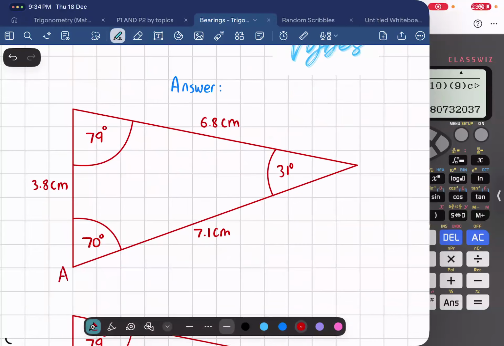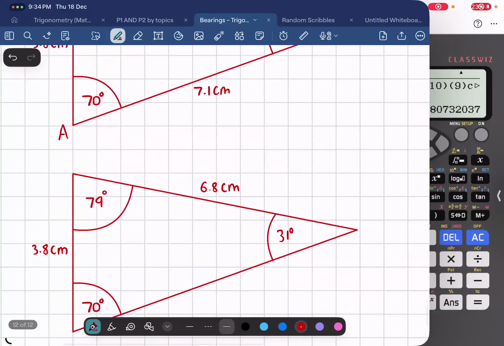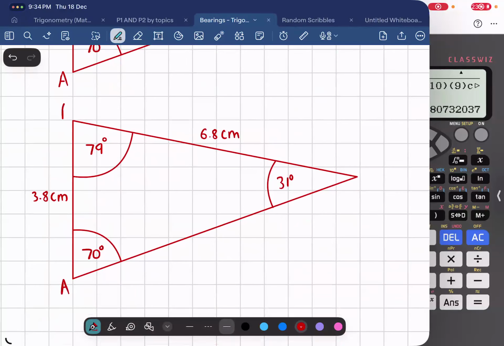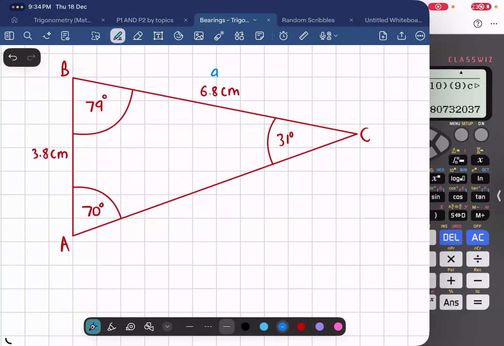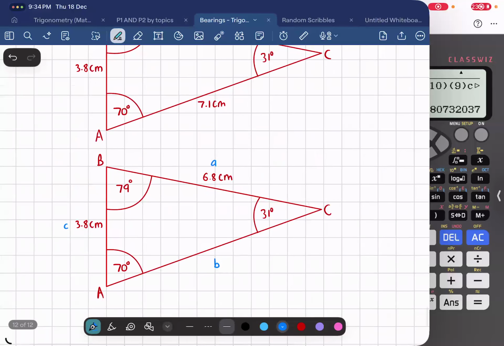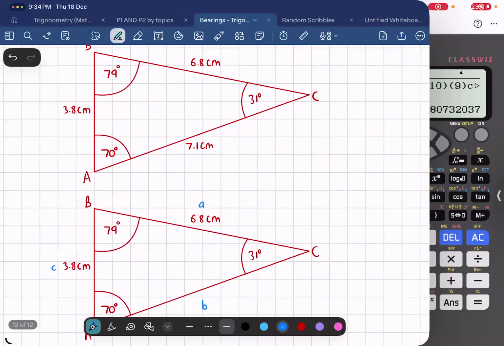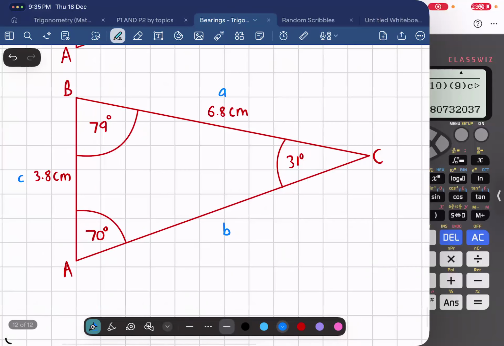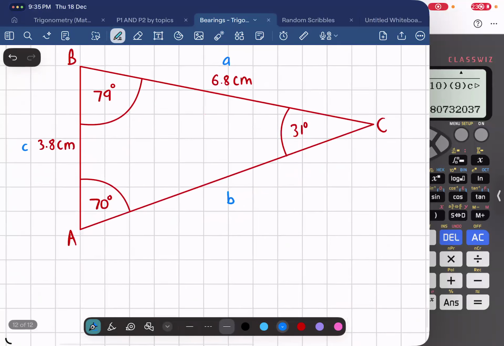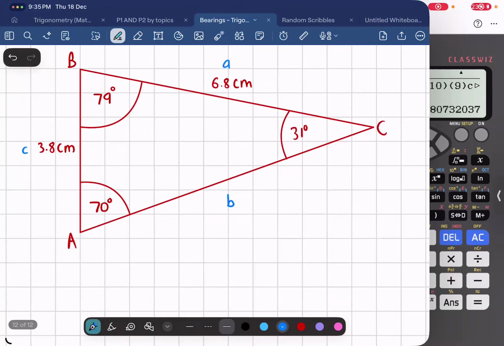So I'll call this A, I'll call this B, and I'll call this C. If that's the case, this is length A, this is length B, and this is length C. So Adika, if we want to find for B, what do we know our answer is supposed to be? 7.1 centimeters. And how would we find for length AC? In this particular question, how would you find for AC?